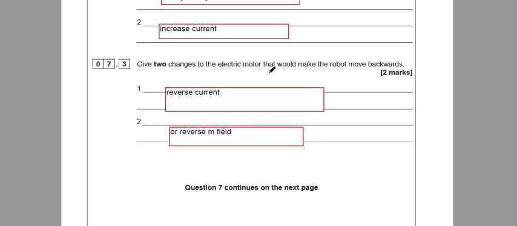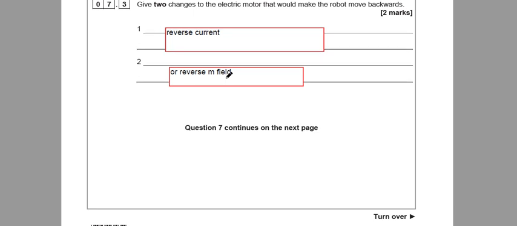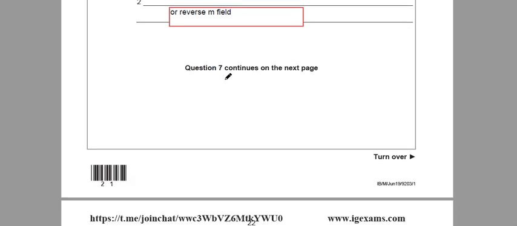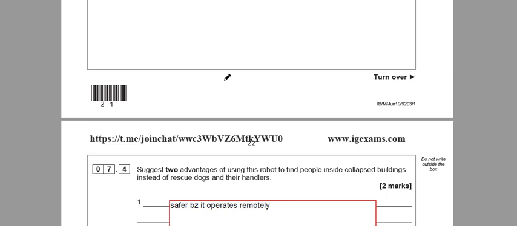Give two changes to the electric motor that would make the robot move backward. It means how we can reverse the rotation of the coil of the motor of the robot. We can do this by reversing the current in the coil, or reversing the current direction with respect to the magnetic field, or reversing the magnetic field with respect to the current direction.